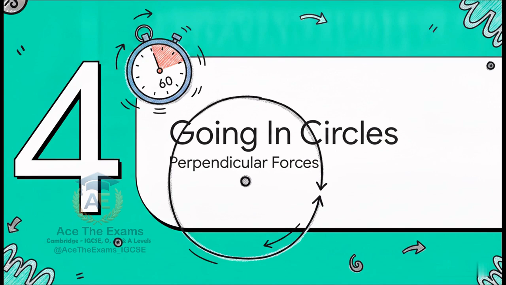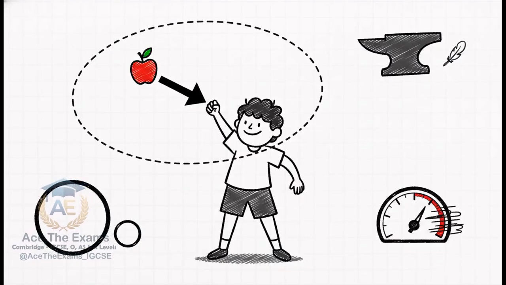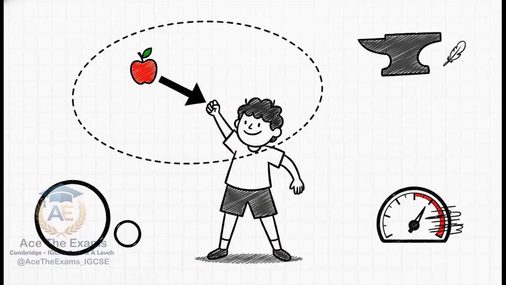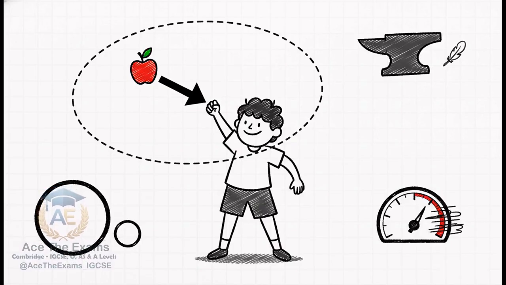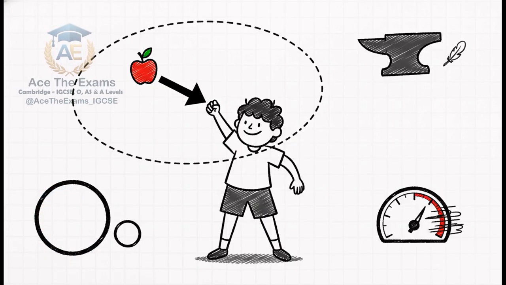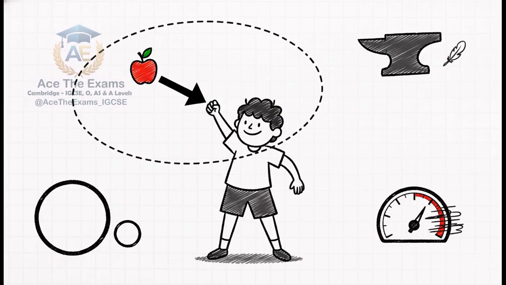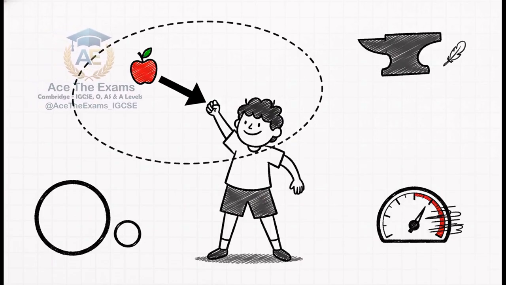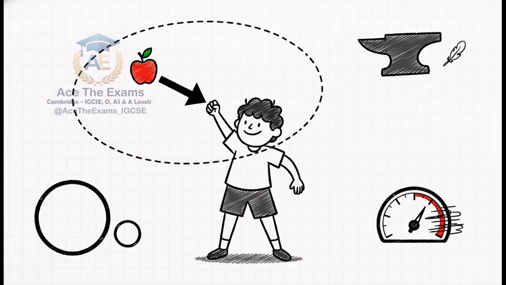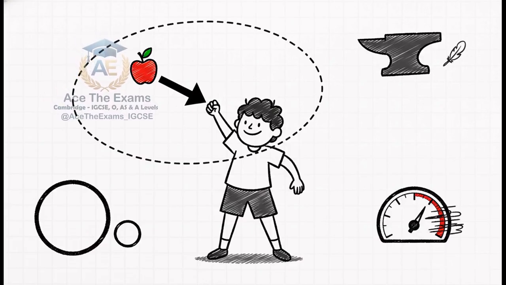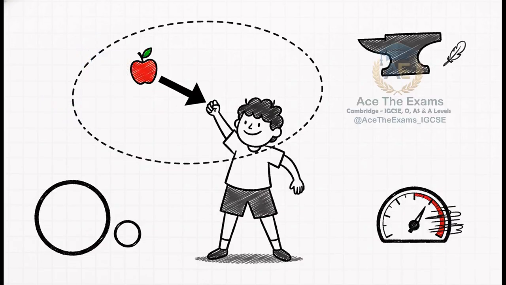Let's shift gears to Section 4, Going in Circles. We are talking about forces perpendicular to motion. This concept trips up so many people. When a car turns a corner, or say a kid spins an apple on a string around their head, the object is moving at a steady speed, sure, but it is constantly changing direction. Because velocity is a vector, meaning it cares about both speed and direction, a change in direction means an automatic change in velocity. And what do we call a change in velocity over time? Acceleration! So it's accelerating, even if the speedometer reads a constant 30 miles per hour.